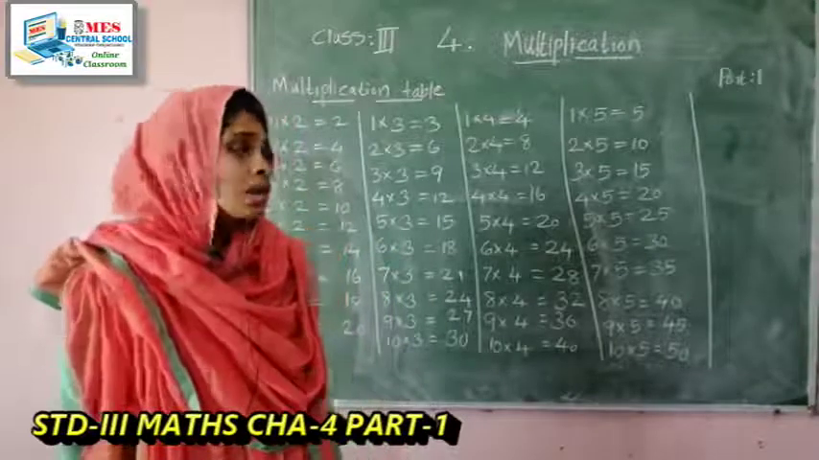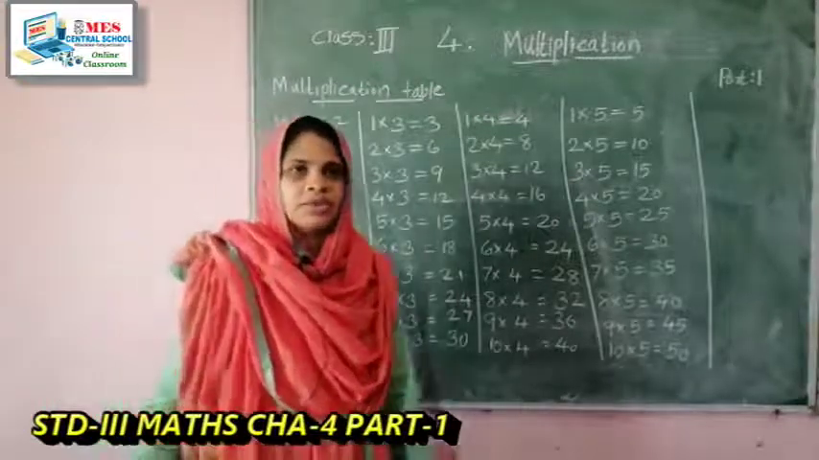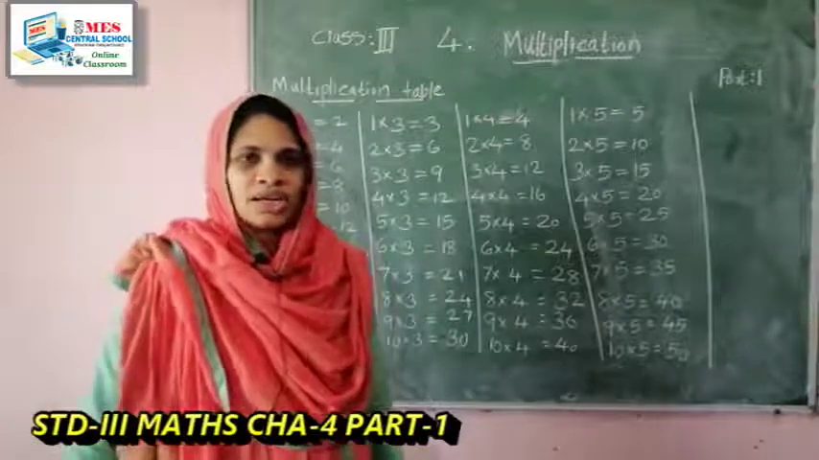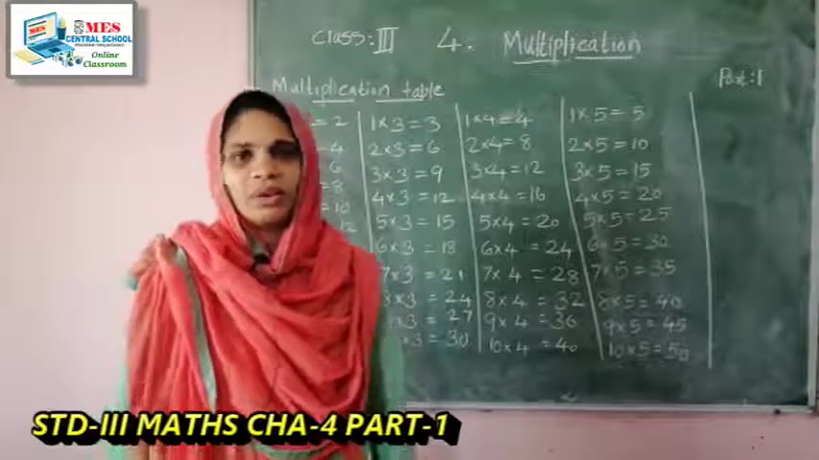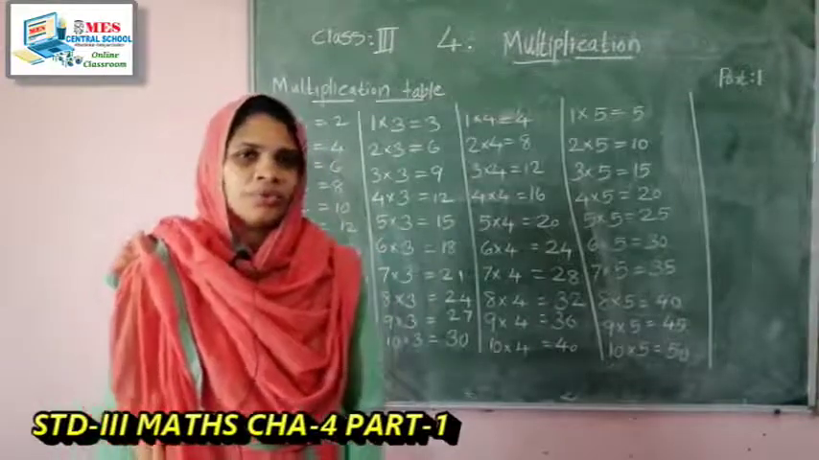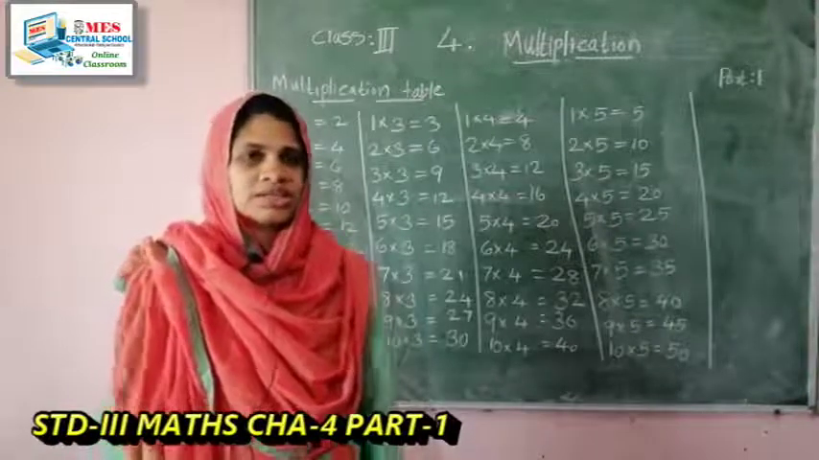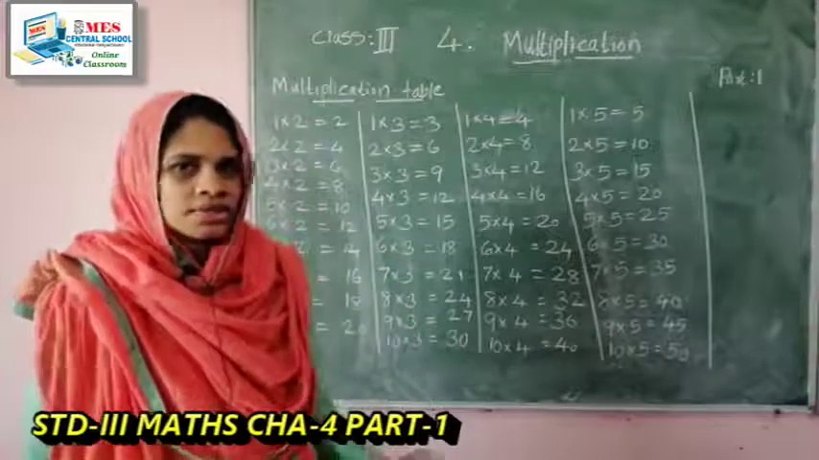Lesson 4, multiplication. In the previous standard, that means in the second standard, we studied the tables of 1, 2, 3, 4 and 5. I think all of you learned them by heart. If you have any mistakes, just recite that table very well. Okay, now I will recite them.